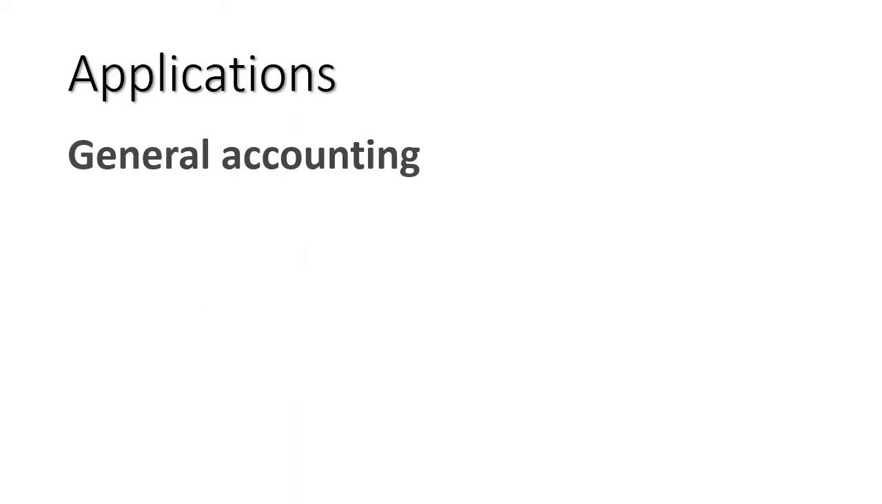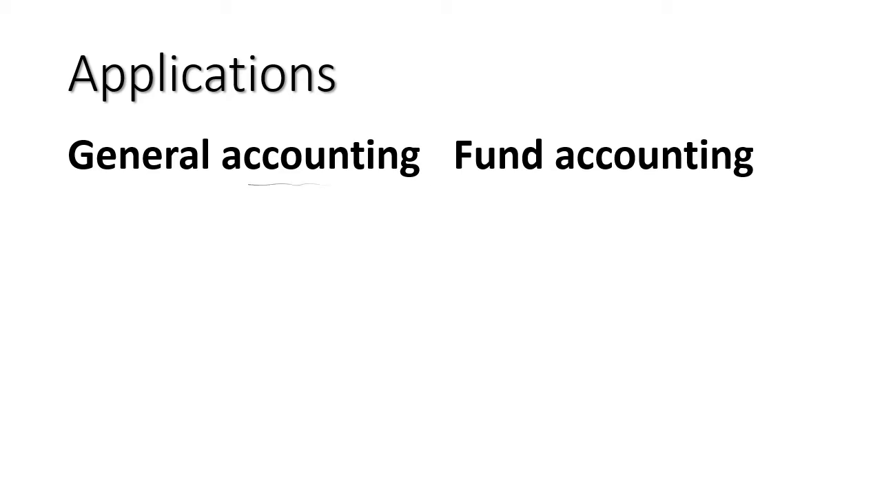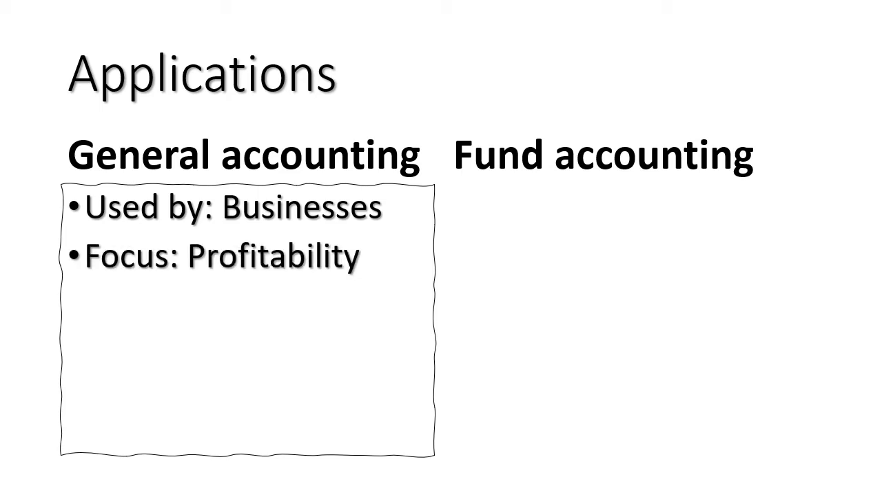Accounting practice can be of two types. One is general accounting, and we shall see what it is. And we have another one called fund accounting. Now, general accounting is generally for businesses, and their focus is on profitability. They have to keep track of profitability, and this system of accountability serves them very well. We shall take a look at this shortly in more detail.